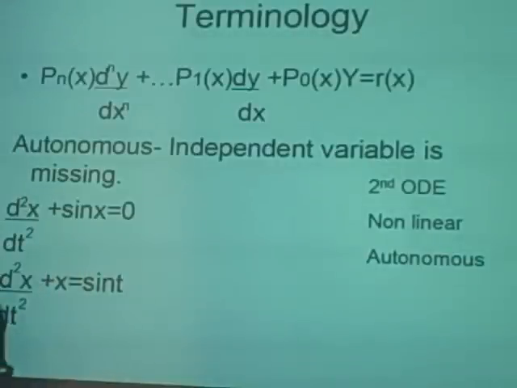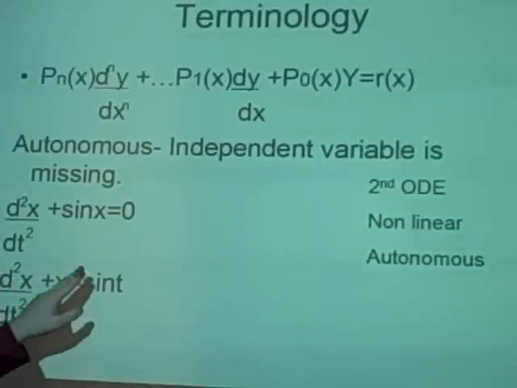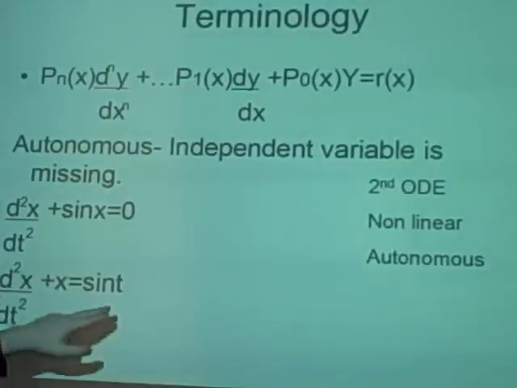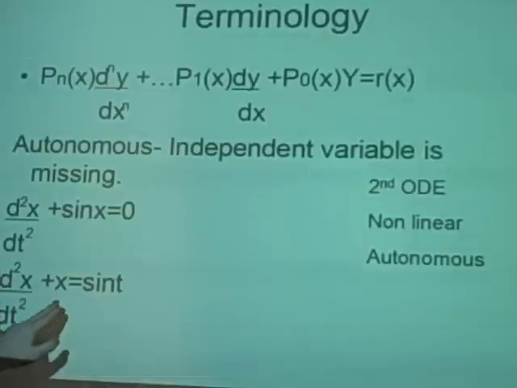Here we have another example: d2x over dt squared plus x equals sine t. First off, we again know it's a second order differential equation. We know it's not autonomous because we have sine t here, and we also know it's linear because x and d2x over dt squared are going up linearly.